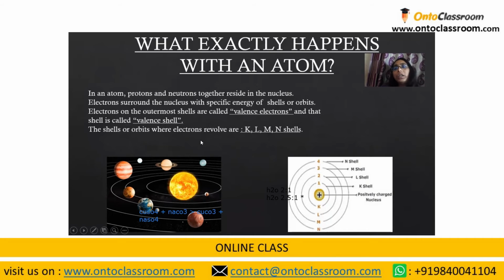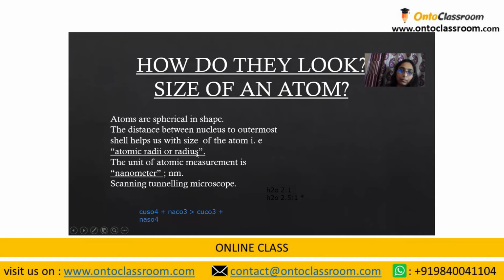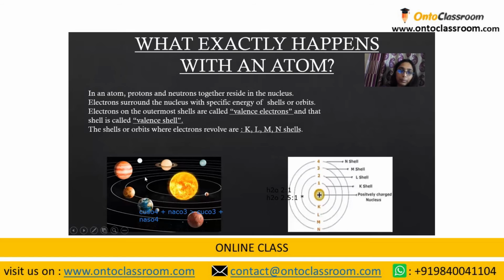How many shells support these electrons? We have K, L, M, and N shells. It's very simple. In the solar system, planets revolve around the sun. In the same way, electrons revolve around the nucleus in shells or orbits. Here we can see the K, L, M, and N shells. This is the first shell, this is the second shell, this is the third shell, this is the fourth shell.